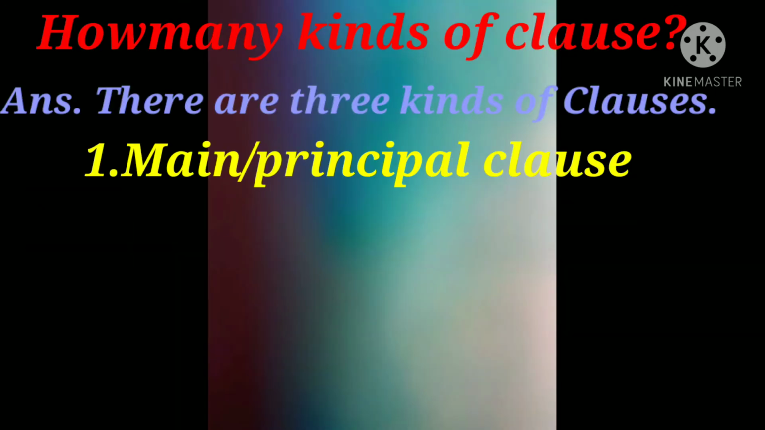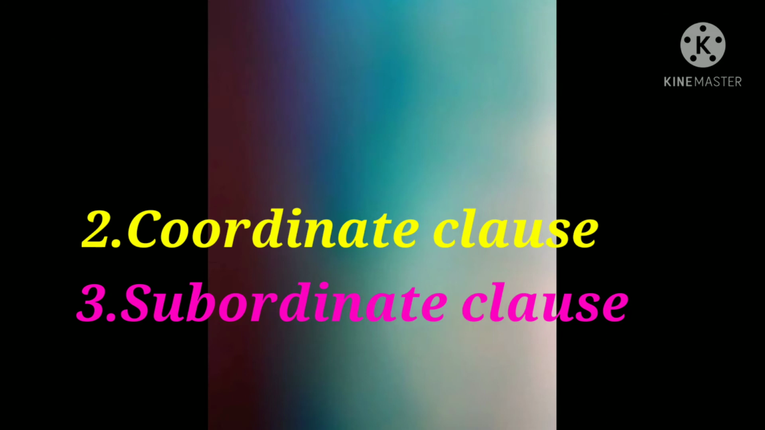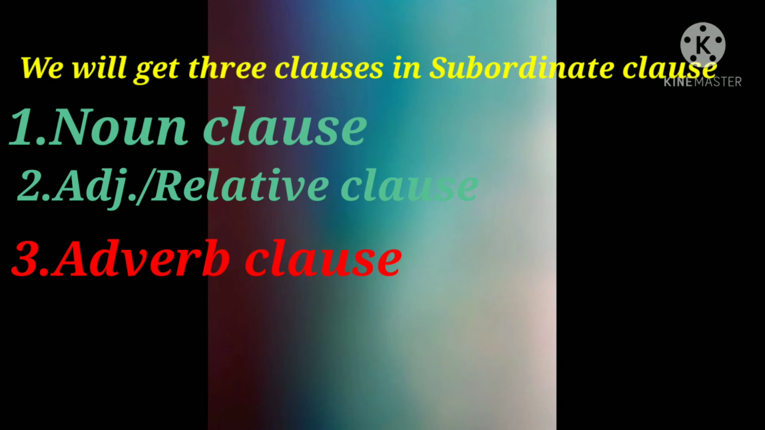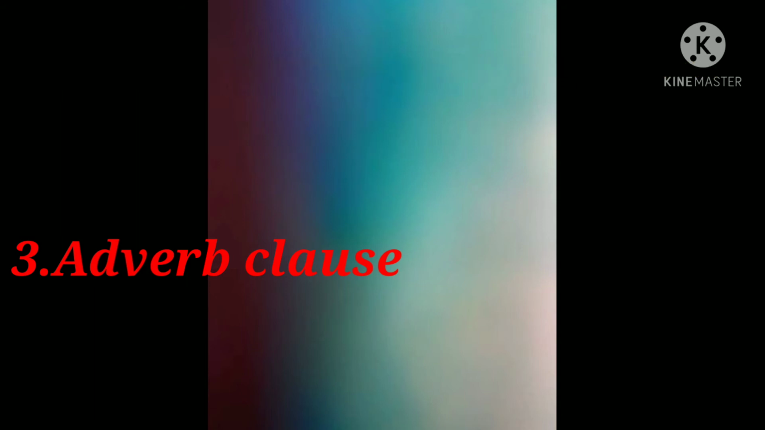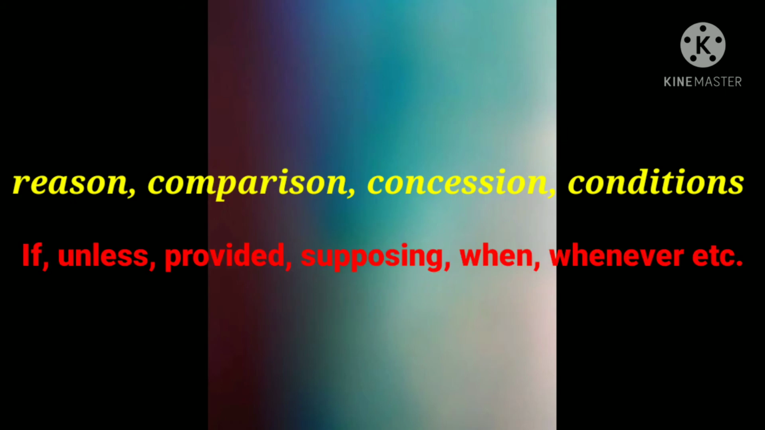Okay, I want to ask you students, how many kinds of clauses are there in English grammar? There are three kinds of clauses: the main clause or principal clause, the coordinate clause, and the subordinate clause. In the subordinate clause we get three clauses: noun clause, adjective or relative clause, and adverb clause. Let's take a glance at the adverb clause. Students, there are 8 types of adverb clauses: time, place, manner, purpose, reason, comparison, concession, and condition.